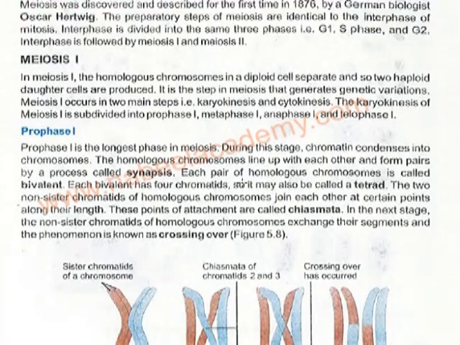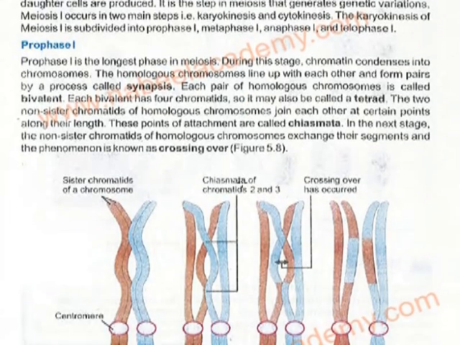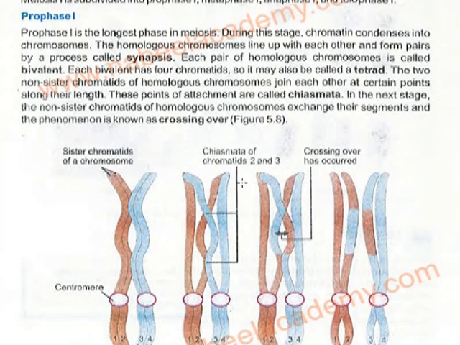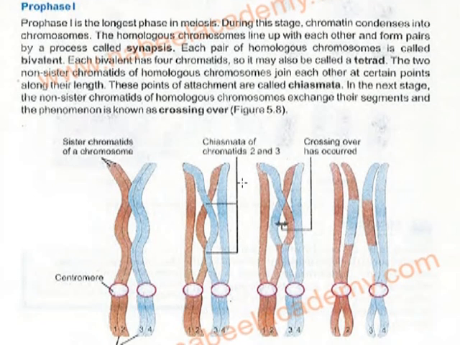During this stage, the chromatin condenses into chromosomes. The homologous chromosomes line up with each other and form pairs. This step was not present in mitosis. This step is known as synapsis. It is the crossing over. This is a very important point in prophase 1, and it is very important in terms of your examination also. This process is known as synapsis. The homologous chromosomes become bivalent. What is bivalent?